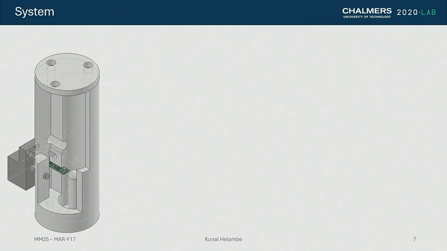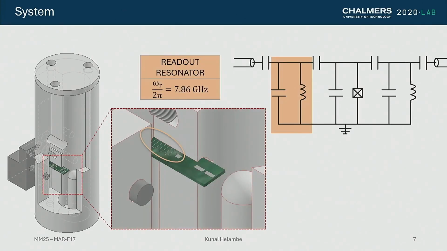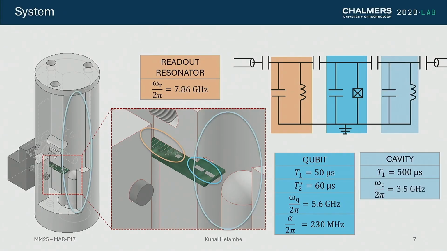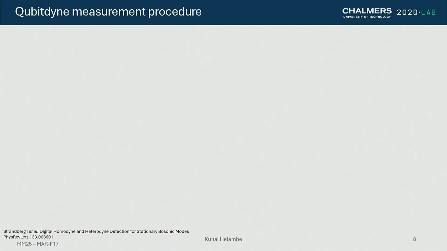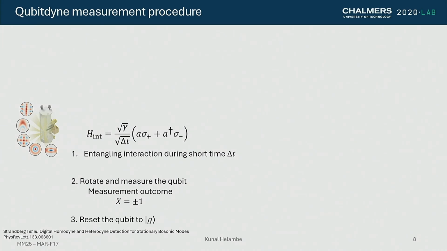But in our system, which is a 3D cavity coupled to a transmon, we have a typical 3D cavity setup, which is quite general to this audience now. What we want to show is the qubit-dyne measurement procedure, which goes as follows. We take the 3D cavity, we perform a short entangling interaction of it with the qubit. Now we perform a rotation on the qubit and measure the outcome of the state. And now we reset the qubit. We'll come to why we want to reset the qubit.